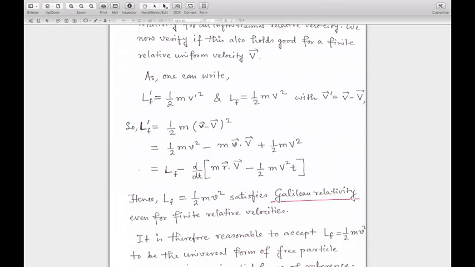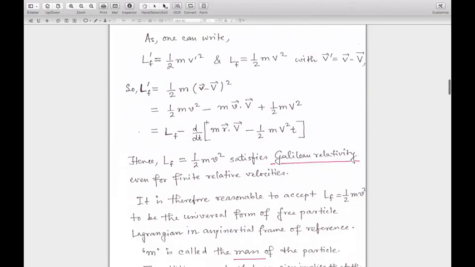Now you see that V is constant, capital V. So this is dr/dt. So we can write this as minus d/dt of m r-dot dot V. And this one is a total constant, so we can also write this as d/dt of minus half m V square times t. Right? A simple thing. So finally you are given a function which is a function of r and t only, and d/dt of that function is the difference of these two Lagrangians.